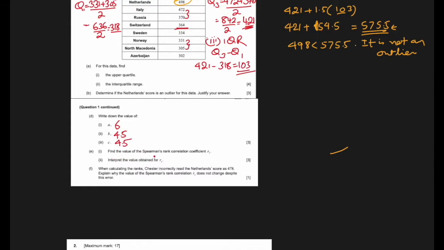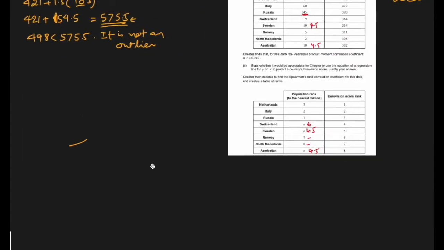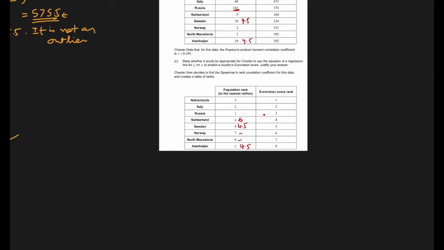Find the value of Spearman's rank correlation coefficient R. So now we can find the correlation coefficient from here. For that, I need to first find the difference in the ranks. So 3 minus 1, I'll write absolute D. It doesn't matter if it's negative or positive, we're going to square it later.